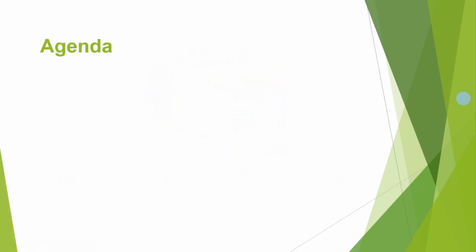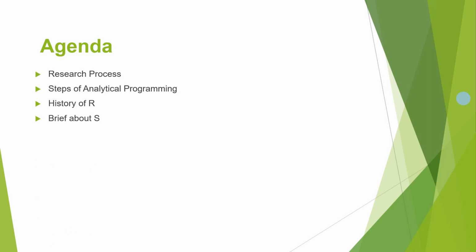Okay, so let me tell you about the agenda. Initially we will touch upon the research process, what exactly we do in the research process, and after that we will start covering the steps of analytical programming. Based on that, we will touch upon the history of R and a brief introduction to the S programming language, because R is derived from S. After that we will touch upon open source software: what exactly open source means and how you can download and utilize that software on your computer, in your research.